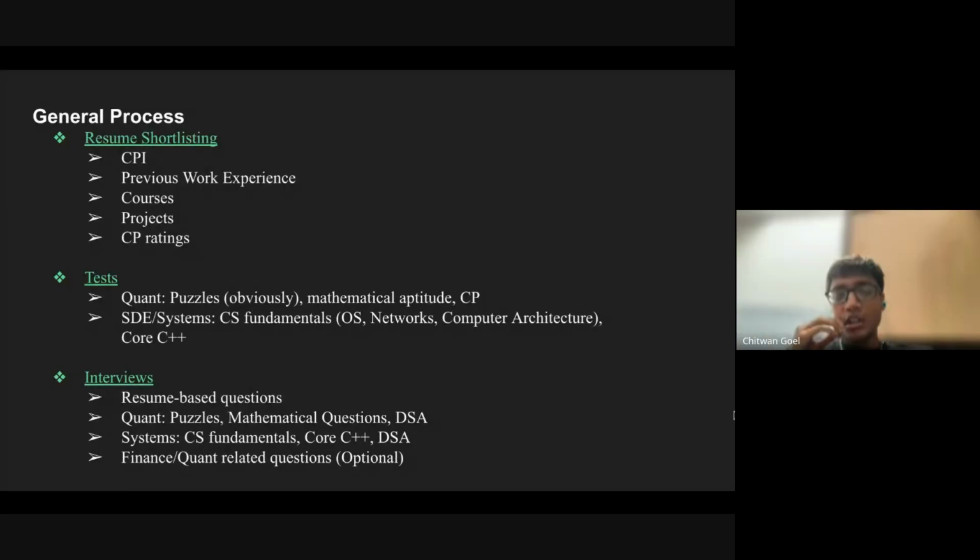Yeah, so in the interviews the DSA questions are not typical CP type. Very rarely have I seen them ask this type of DSA question.